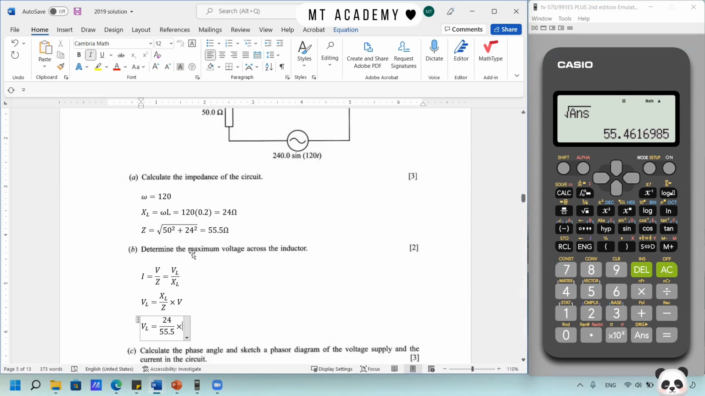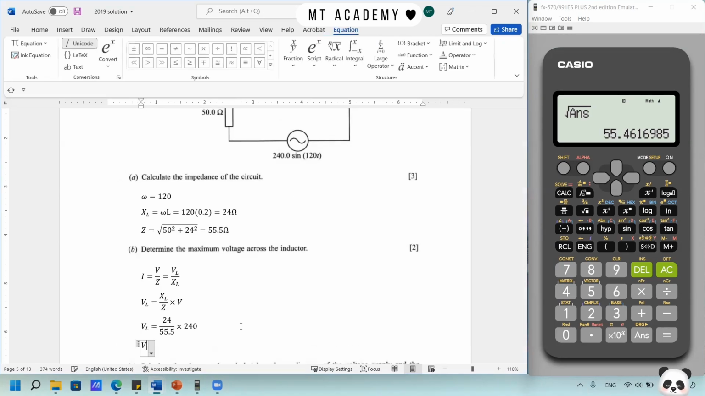So we need to have the maximum voltage. We can just use the peak voltage here. If you need root mean square, you know what to do. So the maximum voltage across the inductor will be 103.8. Okay, 103.8 watt.